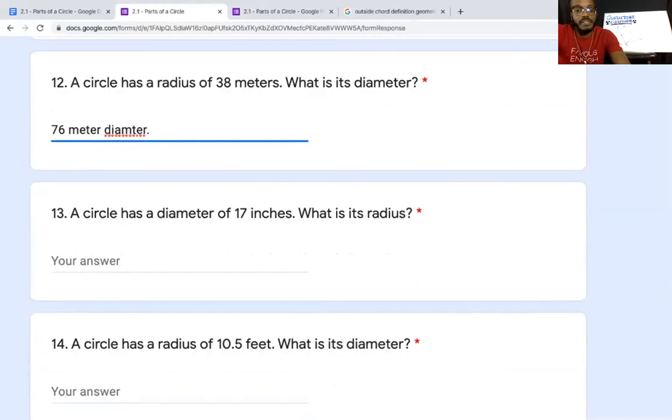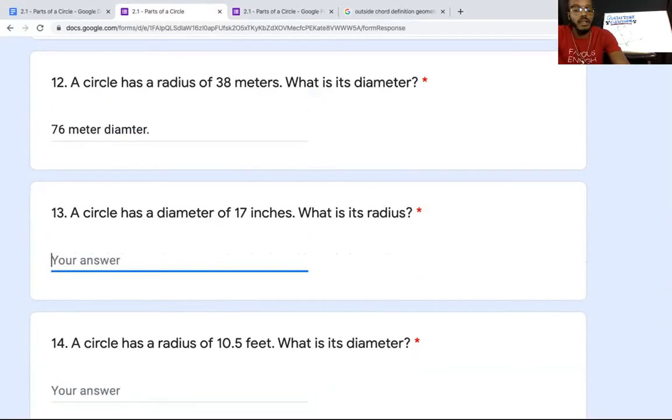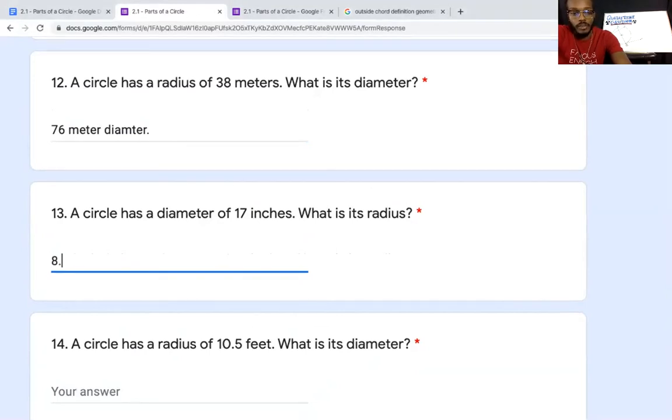A circle has a diameter of 17 inches, so its radius is going to be 17. Nope. Its radius is going to be 17 divided by 2. 17 divided by 2 is like 8.5. I'm going to just throw that in there so that I'm not making a mistake. So we know that it would be 8.5 inch radius.